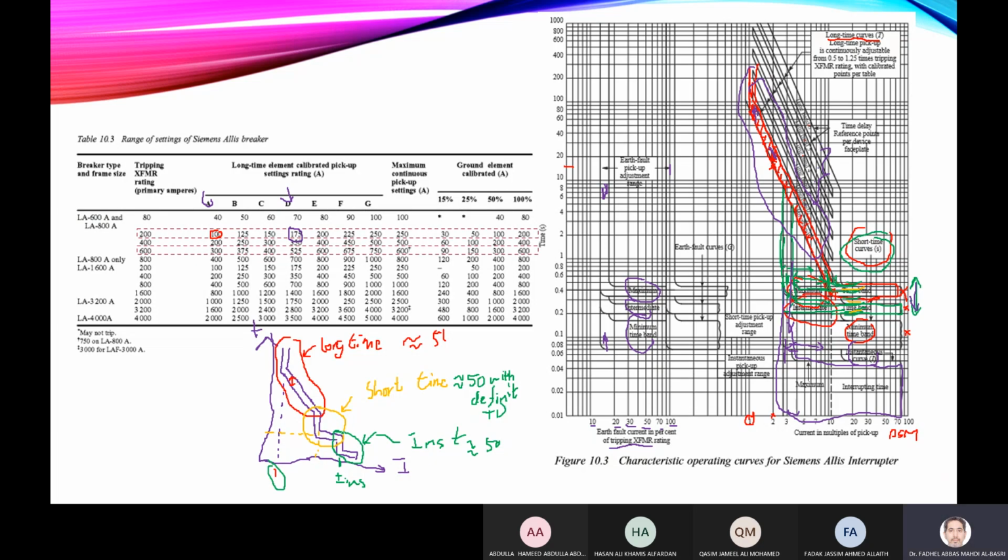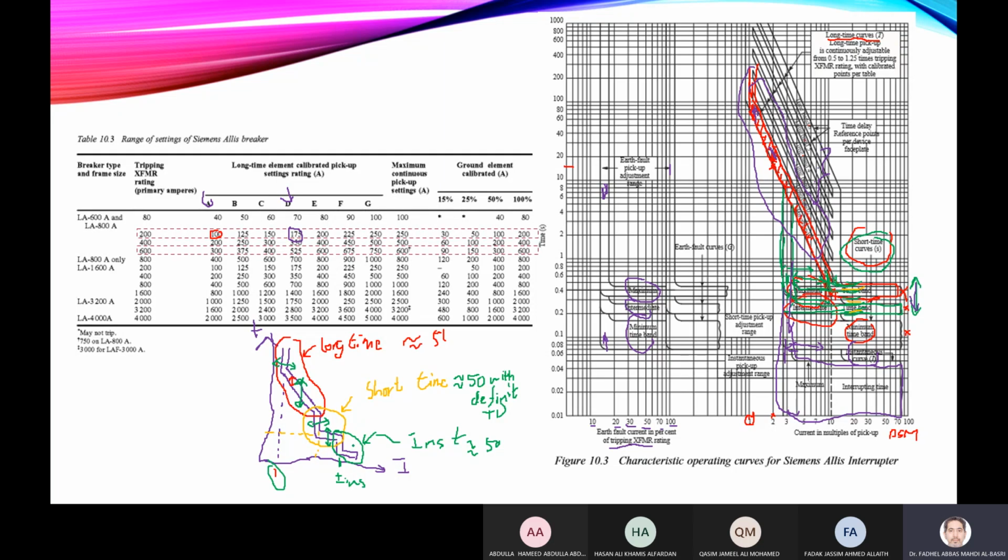So now I can have different curves for the long time and a different curve for the short time. This can be set here for the pickup. I can set the pickup for this as well. I can change this curve right and left. I can change the curve up and down based on the time setting for the long time. This also can be shifted up and down based on the time setting for the short time elements.